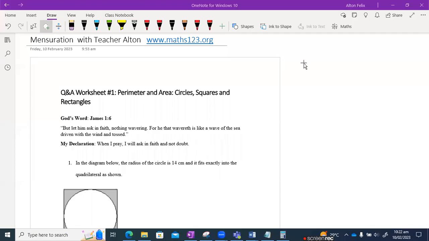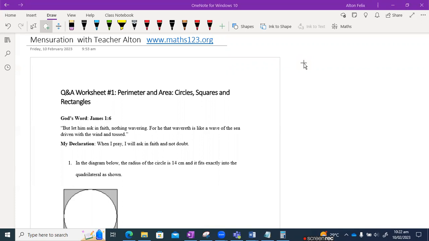Hello and welcome. Today we'll be looking at mensuration, and our focus will be on the perimeter of circles, squares, and rectangles as well as their areas. I'm Teacher Walton.